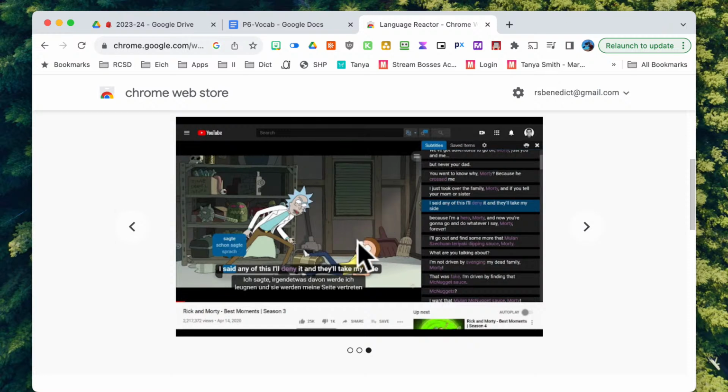And here's Rick and Morty. So this is in English, but now they're doing it in German here. So I said any of this, I'll deny, and they'll deny it, and they'll take my side.